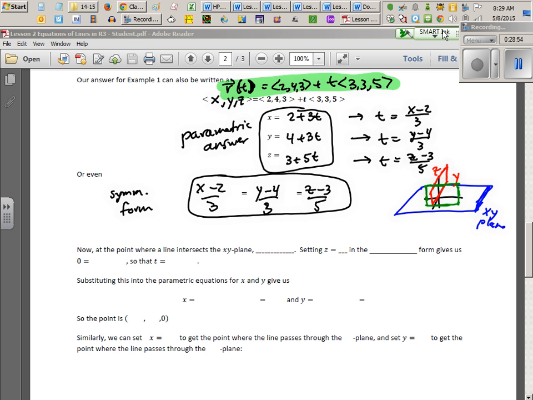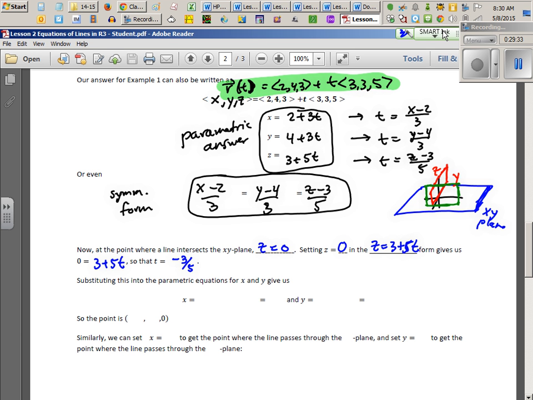Where does the line touch the xy plane, the desk? Where does it touch the yz plane? Where does it touch the xz plane? This is actually really easy to do. When a line hits the xy plane, you would expect z to be 0. It's like being on the desk, where it's flat. So setting z equal to 0 in the parametric equation z equals 3 plus 5t gives us 0 equals 3 plus 5t. So t is negative 3/5.